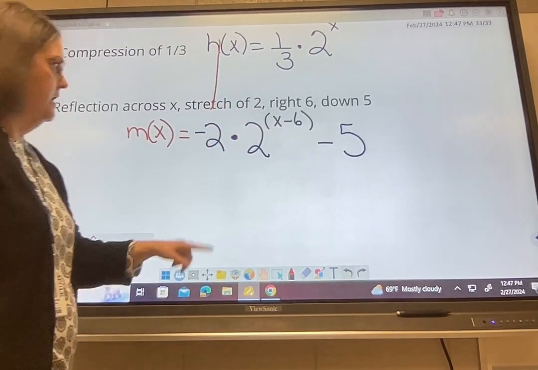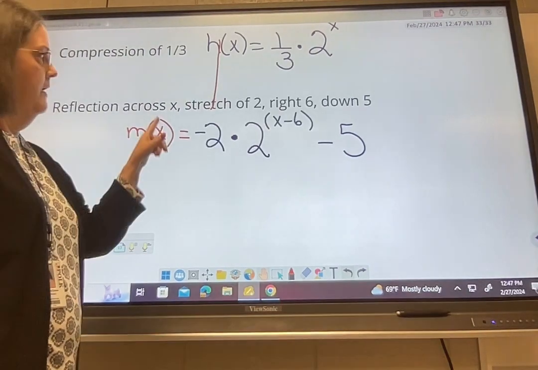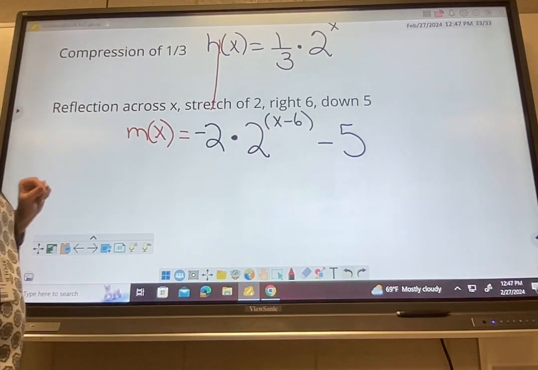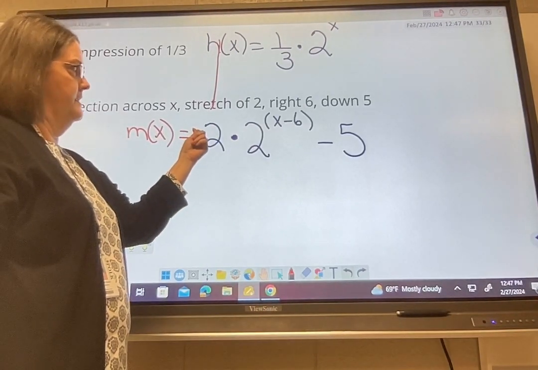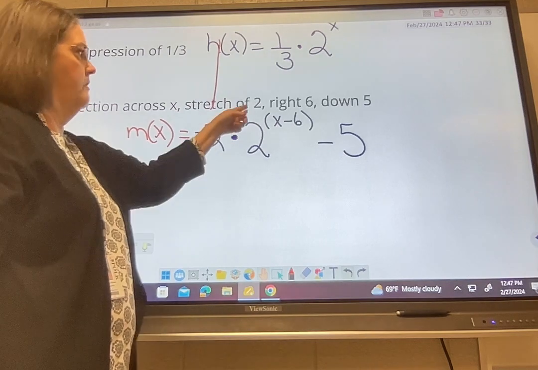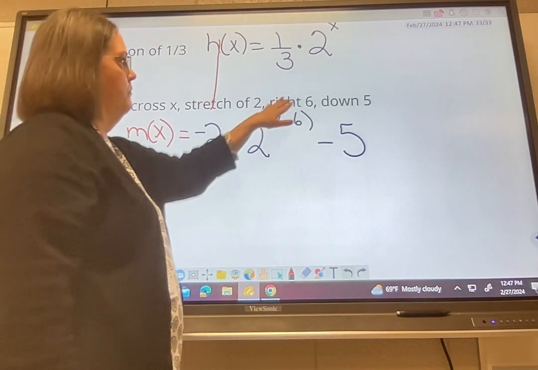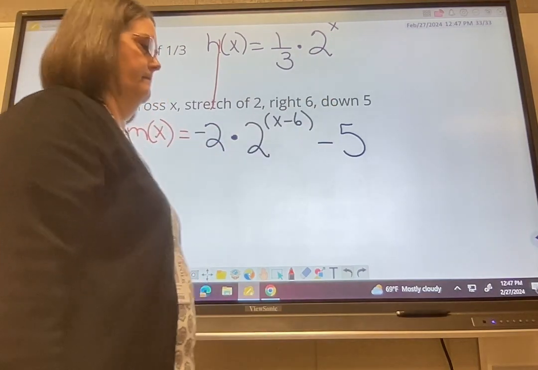All right, this one here, it says reflect across x, and a stretch of 2, right 6, down 5. So reflection across x is a negative. Stretch of 2 is 2. Then the parent graph of 2 to the x. And then right 6 is minus 6. And then down 5. Thank you.